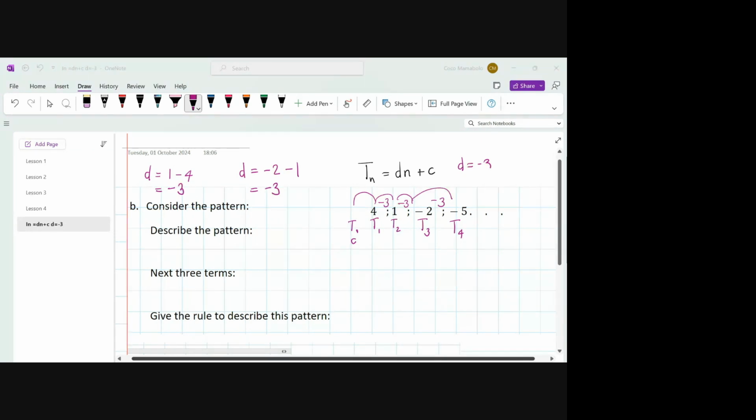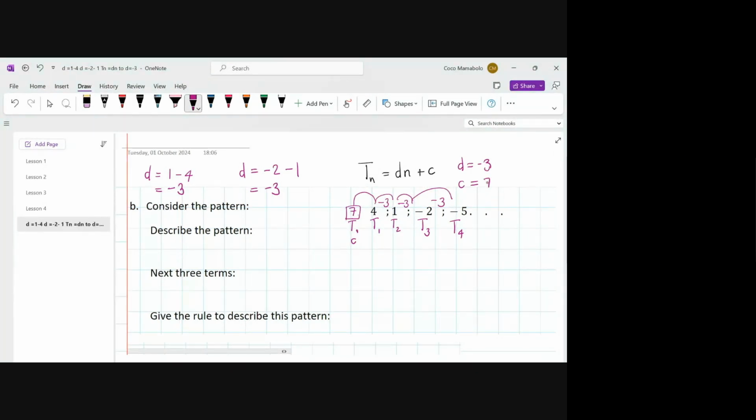So we're going backwards. We're looking for the number that goes here. If you add 3 to 4, you get 7. That is our constant. Beautifully done. So we've got the two things we need: our common difference is -3 and our constant is 7. But I'm getting ahead of myself. Let's do our due diligence.